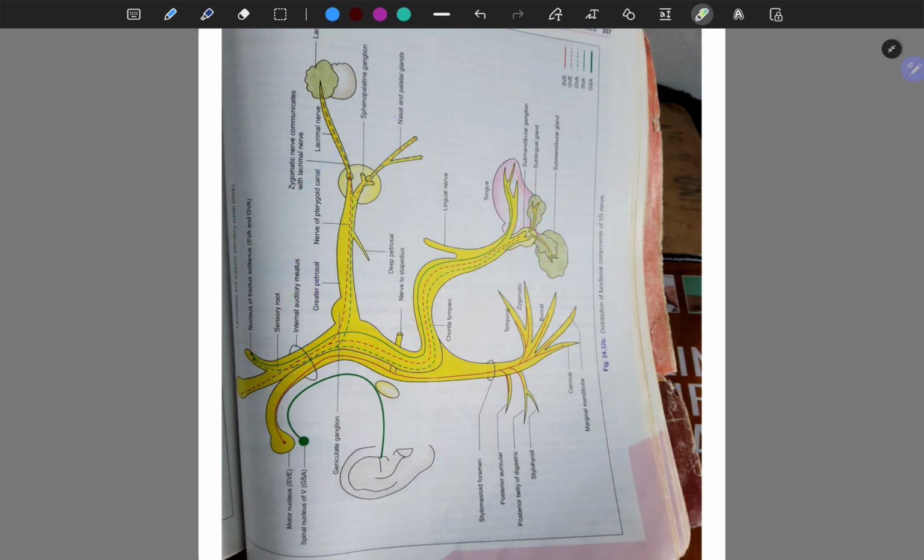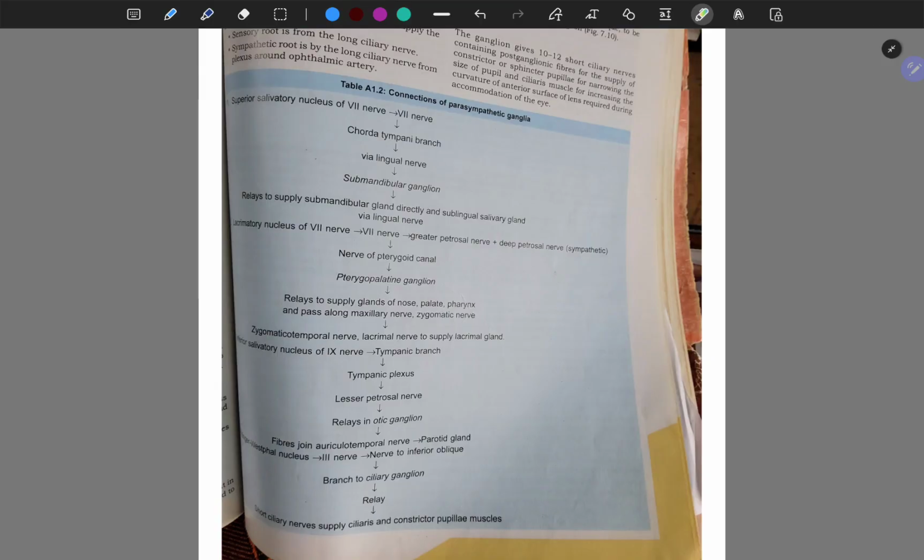A very important anatomical landmark. This is a very important one: the superior salivatory nucleus of the seventh nerve. The seventh nerve gives rise to the chorda tympani branch. Via the lingual nerve, it will reach the submandibular ganglion, which relays to supply the submandibular gland directly and the sublingual salivary gland via the lingual nerve.